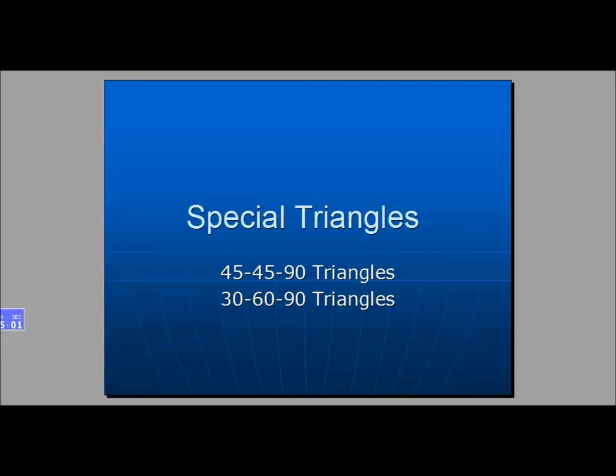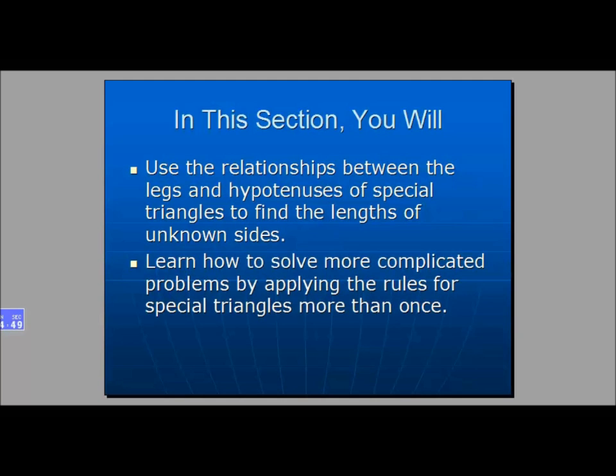This section is on special triangles. Special triangles have degree measures of 45, 45, and 90, or 30, 60, and 90. In this section, you will use the relationships between the legs and hypotenuses of special triangles to find the lengths of unknown sides. You will also learn how to solve more complicated problems by applying the rules for special triangles more than once.